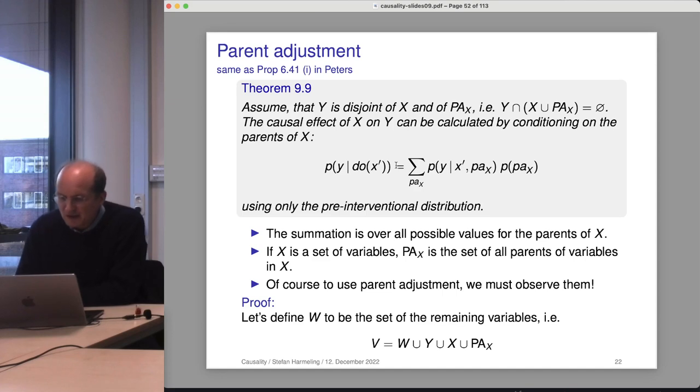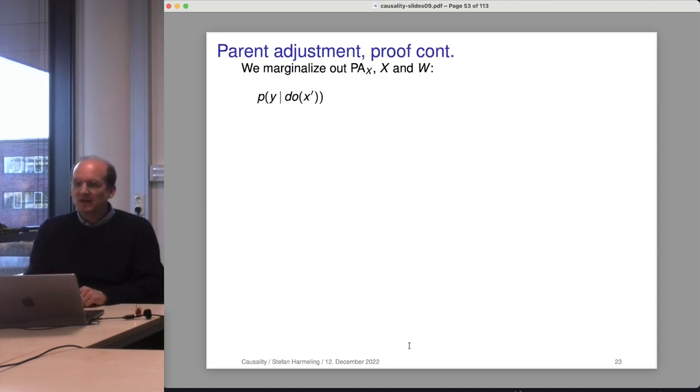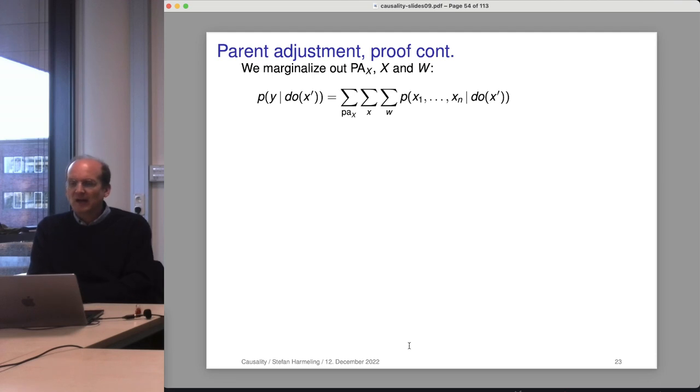So to prove it, it's just a matter of notation, of writing everything nicely down. So first of all, let's give the remaining variables that we haven't mentioned, so neither y nor x nor the parents of x, the name W. So all my variables are now W combined with Y, combined with X, combined with the parents of X. This is just a nice name. And then we just marginalize out everything that we don't want to have. So we start with P of Y given do X, and we use the sum rule. And it also applies to something with the do operator, because it's a proper probability distribution.